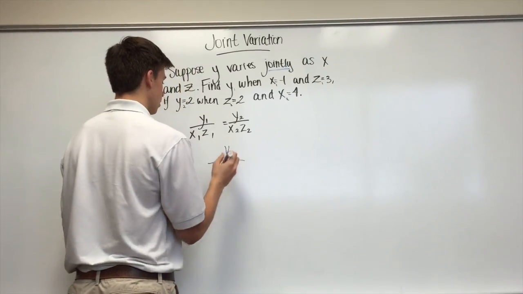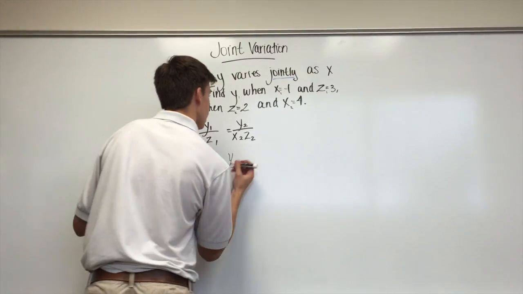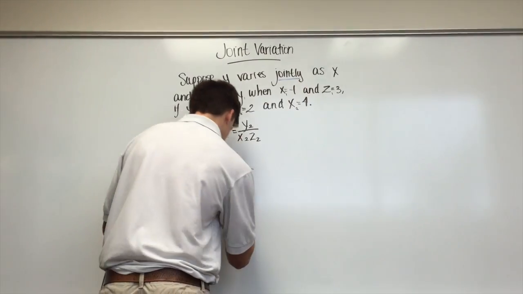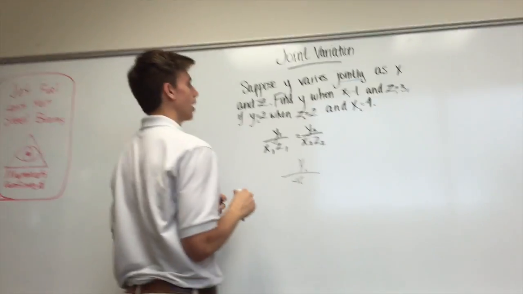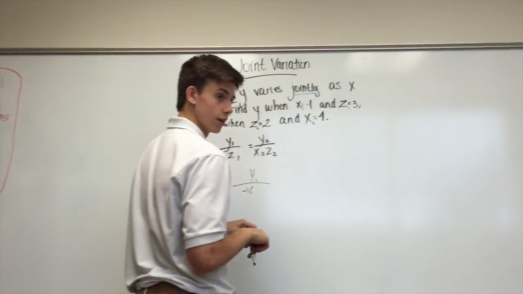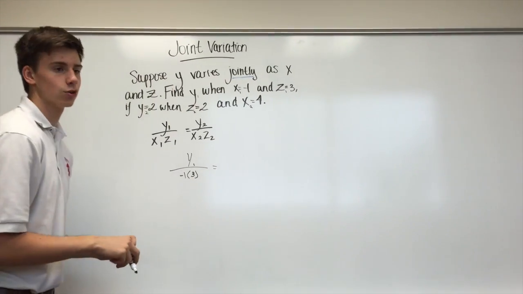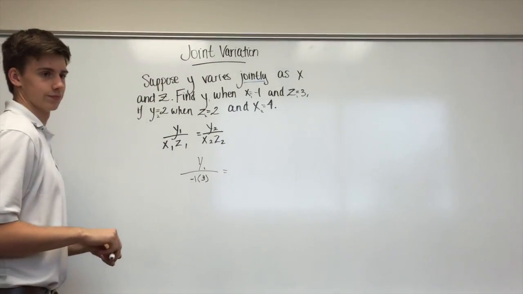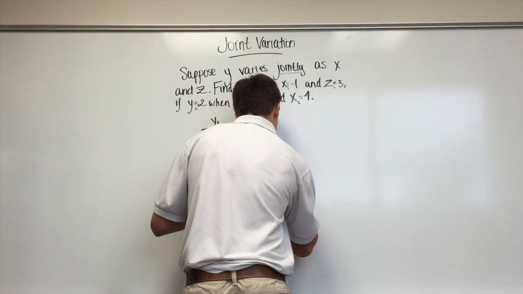So y1 over, like you said, Michael, plug in x1. So we're going to do x1, which is -1, and multiply it by z1. And what is z1? It's 3. Nice. All right, and that's going to equal y2. What is y2, Michael? It's 2. Nice, good job.